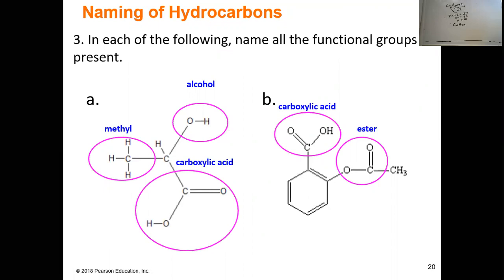Okay, we didn't actually talk about the methyl group over there, but anytime you see a CH3 that's attached to a carbon, that's called a methyl group. And you don't have to memorize that. That's just more for your own information.